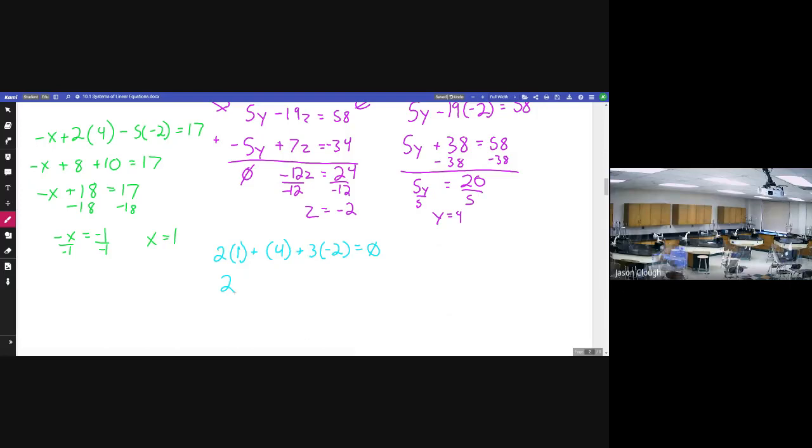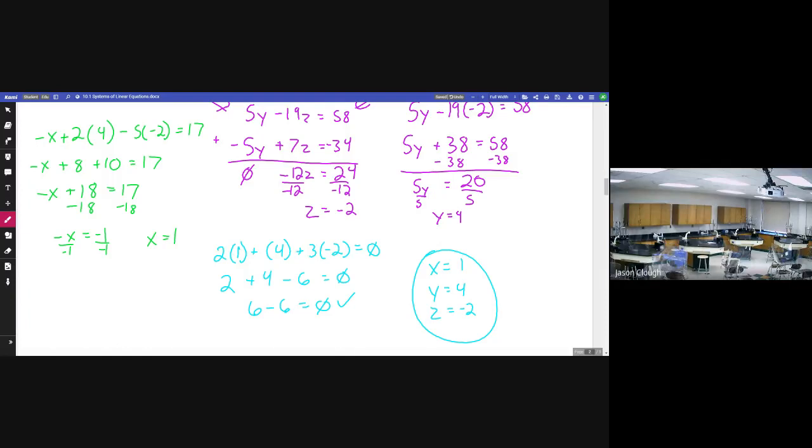So 2 times 1 is 2. 4 is just by itself. 3 times negative 2 is negative 6. 2 plus 4 is 6. 6 minus 6 does equal 0. Therefore, our solutions are correct. So my answer is x equals 1, y equals 4, and z equals negative 2. And that's pretty much it.